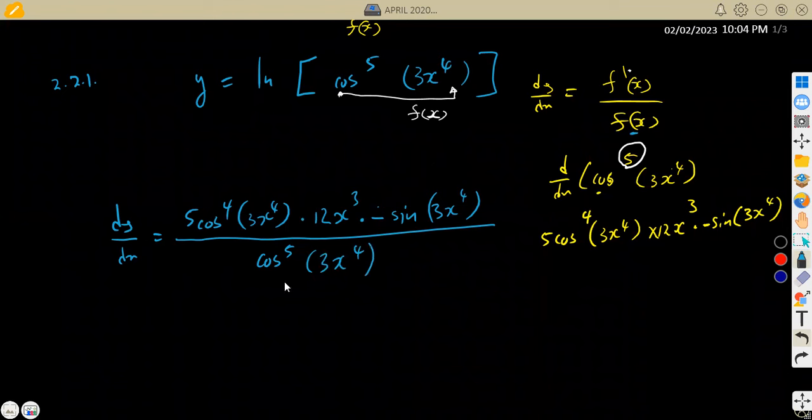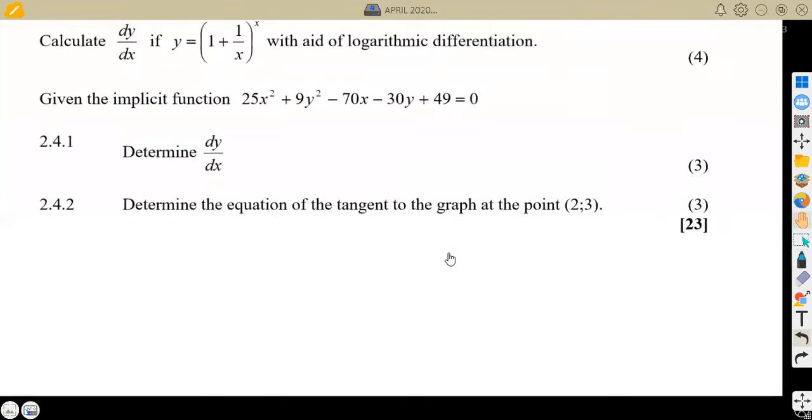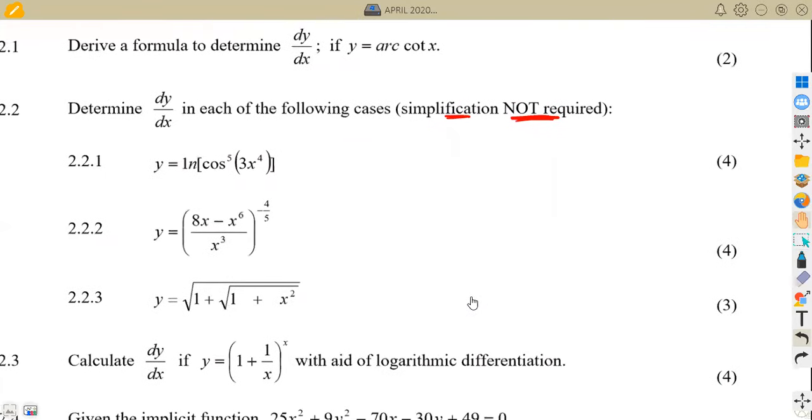All right, so that's what you're going to have in this case, as we are given that the simplification is not required. Therefore, we can just leave our answer like that. What they need is to see the stages, or especially to know that you know these derivatives separately, then how to combine them, like what we just did from this one. Okay, so that was question 2.21.